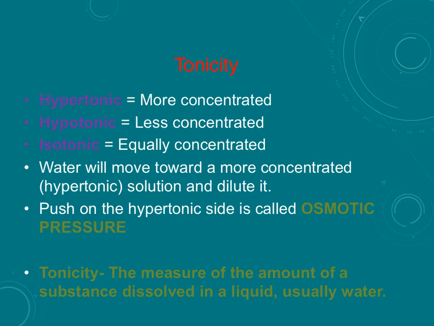But remember, when we're talking about tonicity, we're talking about the measure of the solute. So when you're trying to identify which side is which, remember the terms hypertonic and hypotonic refer to the amount of solute. Which side has more solute? That's the hypertonic side. Which side has less solute? That's the hypotonic side.